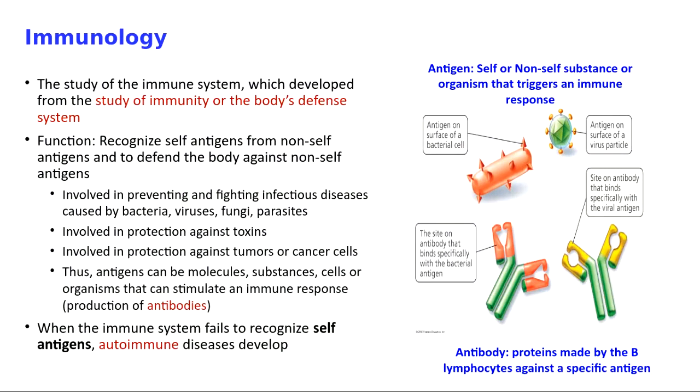On the right side of slide number 2, we have a little bit more information about self and non-self antigens, and then the antibodies. If you look at the shape of the antibody, they look like a Y. There are different parts to that structure of the immunoglobulin that work very specifically against specific antigens.